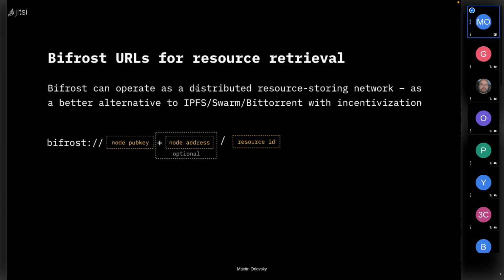Additionally to the form of address that allows addressing the channels, we think that there will also be URLs for arbitrary data retrieval, which will use a 32-bit resource ID, a hash of the information data. And this will allow Bifrost to operate as a distributed resource storing network, a better alternative to what IPFS, BitTorrent, and other projects do today, but with the ability to add incentivization and payment in Satoshis to that.